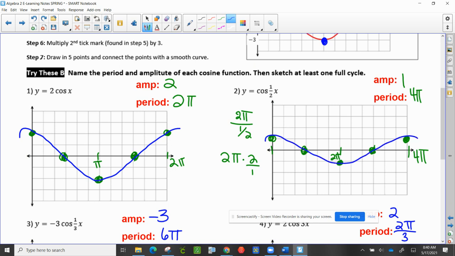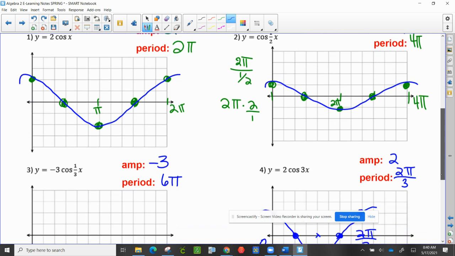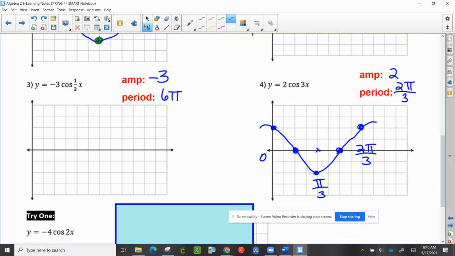Okay. Let me do one more for you guys. As you can see, I already graphed number 4, so you guys can try that one and see if you get what I got. But I'm going to do one more with you, and that is number 3. So my amplitude here is -3. Now my period, if I did 2 pi over 1/3, it becomes times 3 over 1. So that's how I got 6 pi.